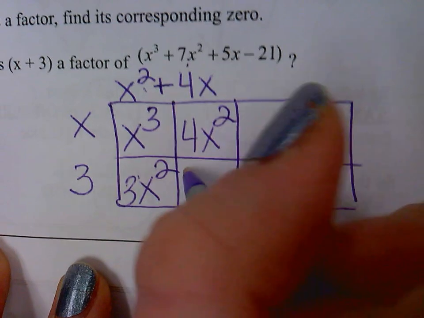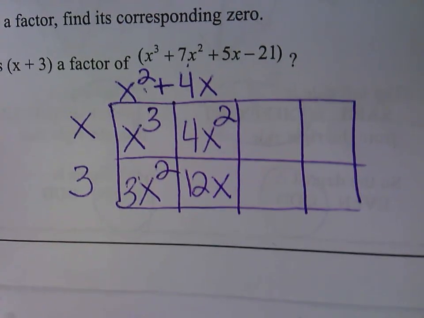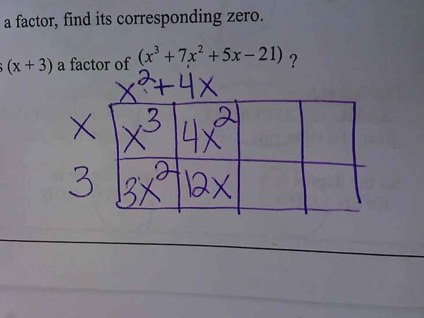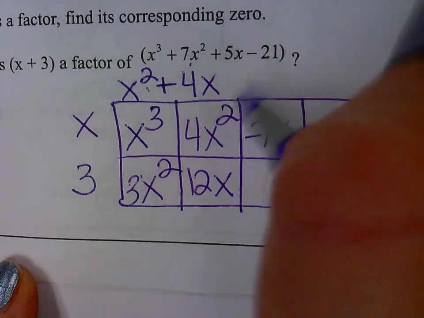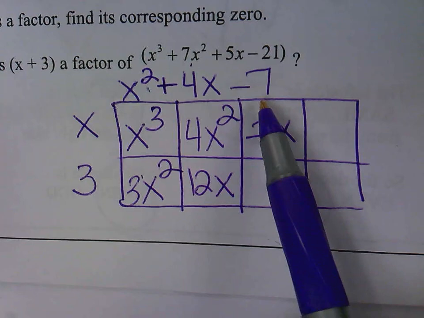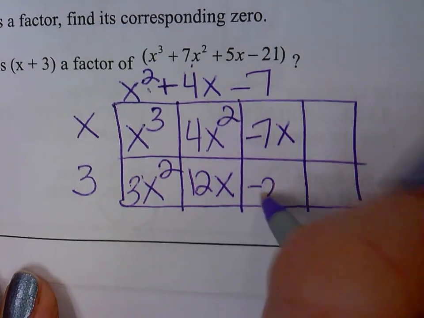That gives me 12x down in the bottom. I'm trying to get to 5. And if you have trouble doing this in your head, write an equation for yourself. I currently have 12. I need to add something. I need to have 5 as an answer. So it's actually negative 7. So I need negative 7 x's. So negative 7 is the last term of my quotient. And then I would get a negative 21 down here.